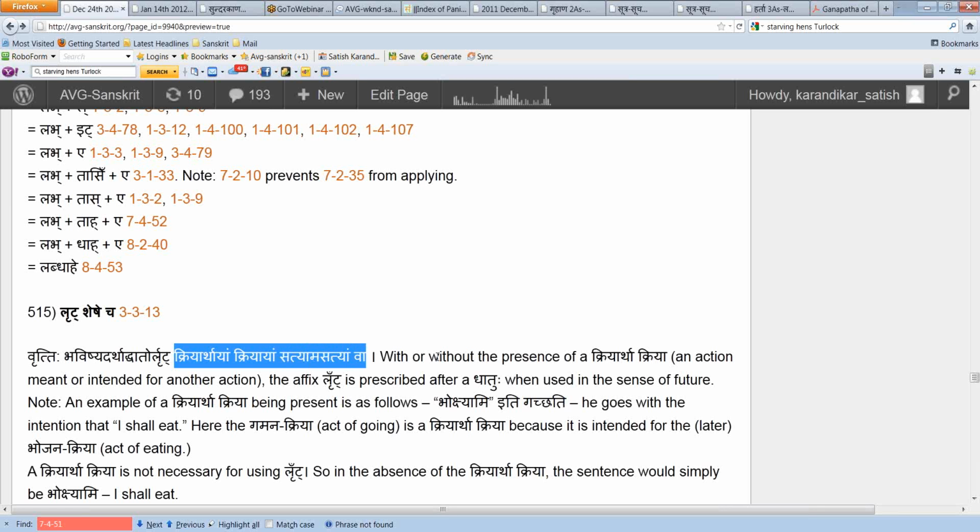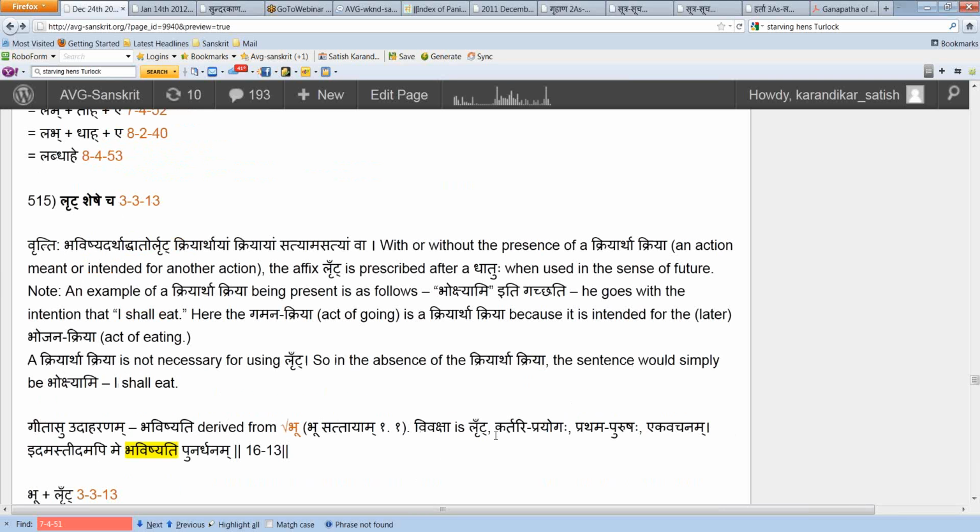Now what is this complication? What is this thing about kriyarthayam kriyayam satyam asatyam va? It means whether a kriyartha kriya is there or not, in the presence of a kriyartha kriya or even without it. Now what is a kriyartha kriya? A kriyartha kriya is an action whose artha, prayojanam, whose purpose, intent, objective is another kriya. So that's what is called kriyartha. Let's take an example so you can understand what I'm talking about.